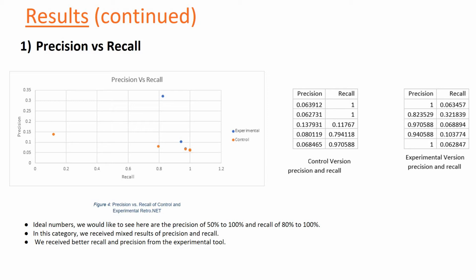But in this category, we received mixed results. We received better recall, at almost 80 to 100%, from the experimental tool, and we got a little bit better precision, at almost 0.82 to 0.35. I mean 35% to 82%.